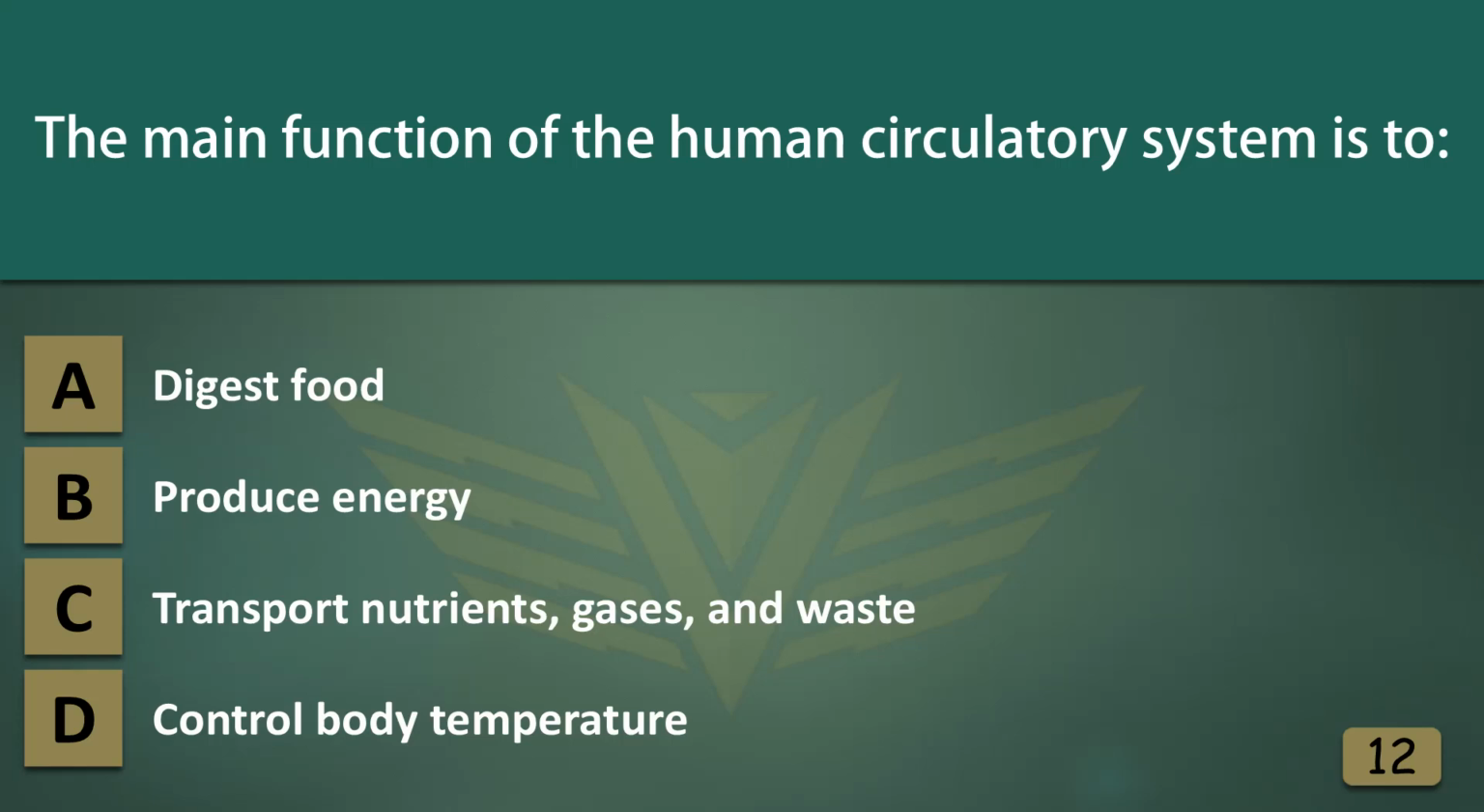The main function of the human circulatory system is to A. Digest food. B. Produce energy. C. Transport nutrients, gases, and waste. D. Control body temperature. The correct answer is C. Transport nutrients, gases, and waste.